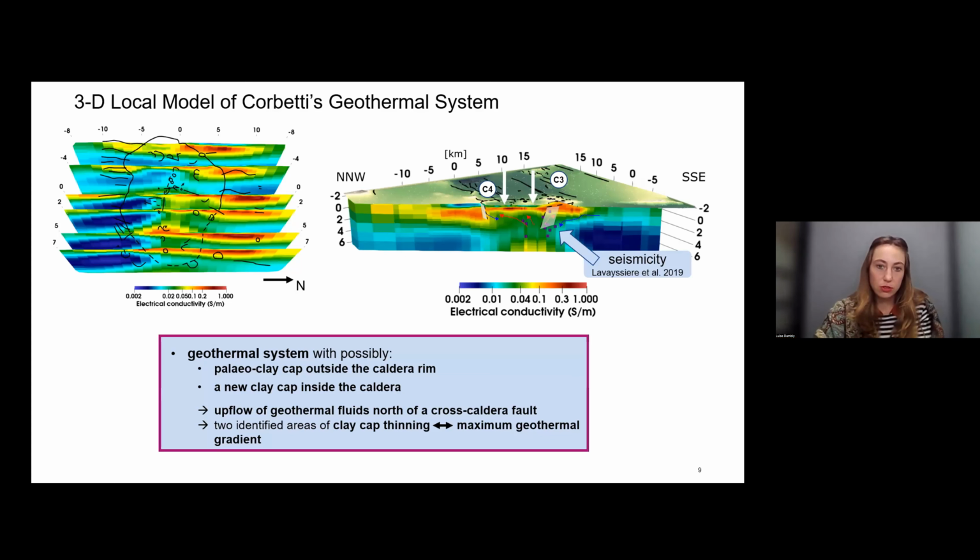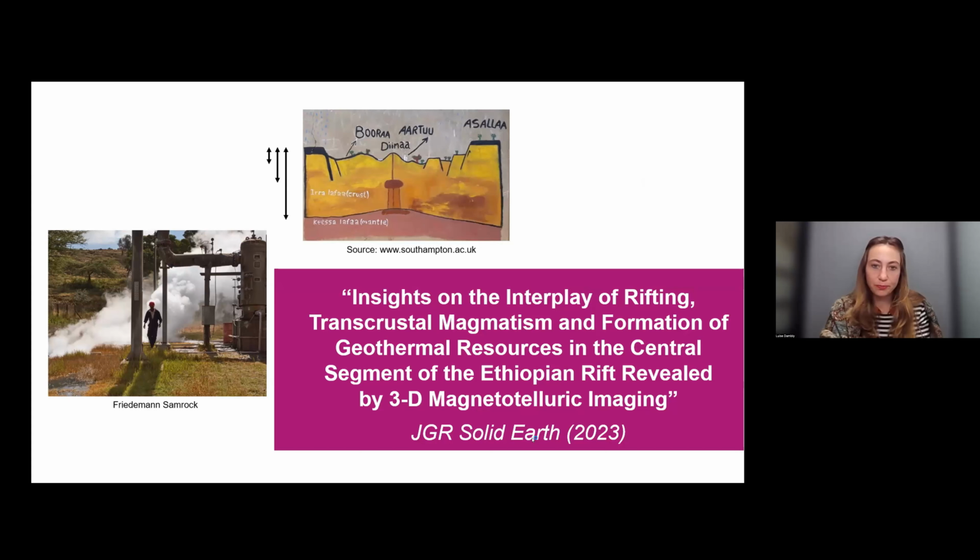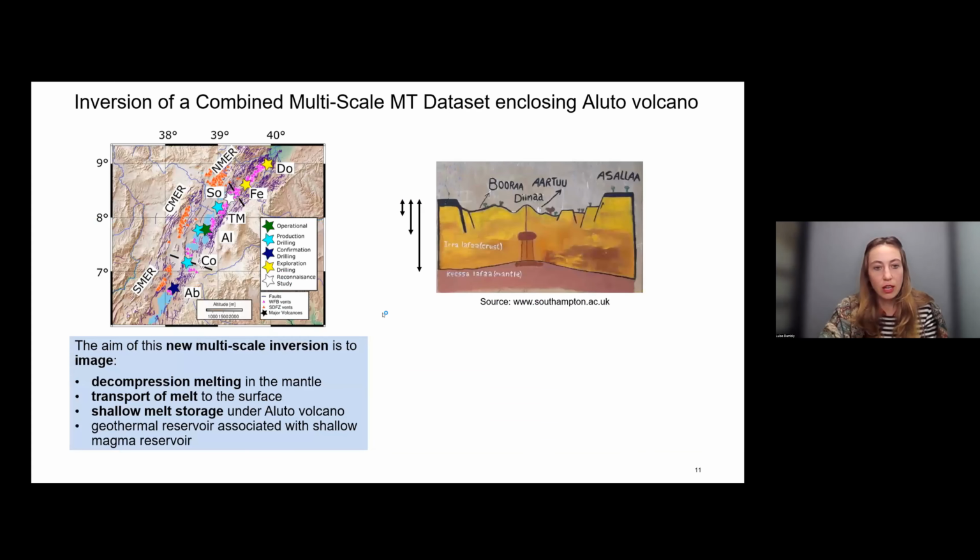But in the beginning, I also promised that we would have a look at the rift in a bigger sense. And we did that at Aluto, where a geothermal power plant is already installed. And we published that in '23 in Solid Earth. And the idea was now really at Aluto, which is here, just a bit north of Corbetti, to get this image that the school kids drew. So the zone of melt ponding that originates from decompression melting in the mantle, and then having this whole transcrustal magmatic system up to the geothermal system.